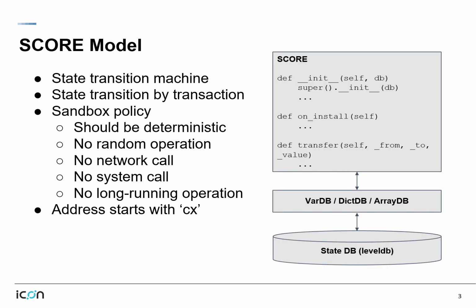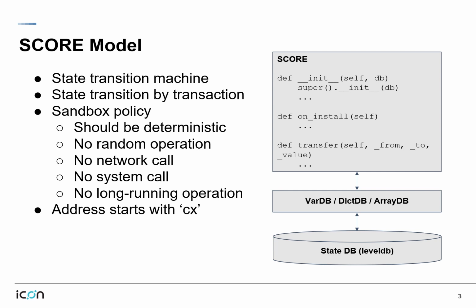You can think of Score code as a state transition machine, and the state transition is triggered by sending transactions. Let's think about transferring coins. If you want to send some ICX coins to your friend, you must make a transaction message and send it to the Icon network. Then your balance will be decreased by the amount of requested ICX, and your friend's balance will be increased by the same amount. This is a state transition. Balance state changed. Besides this simple coin balance change, any problems that can be modeled by a state transition machine can be implemented in Score code.